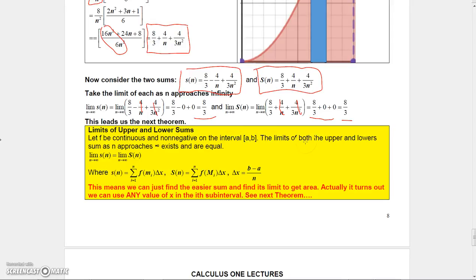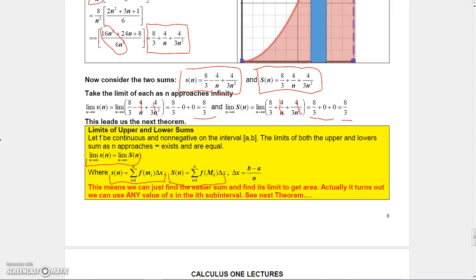The limits of both the upper and lower sums as n approaches infinity exist and are equal. So if they exist and are equal, like we had in this case, where s of n is this, and smaller lowercase s of n is this, and uppercase S of n is this one, and then delta x is b minus a over n.